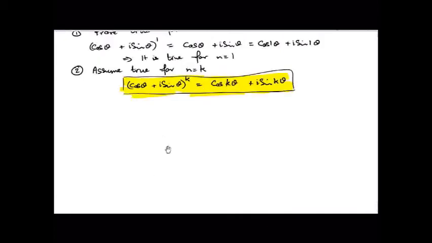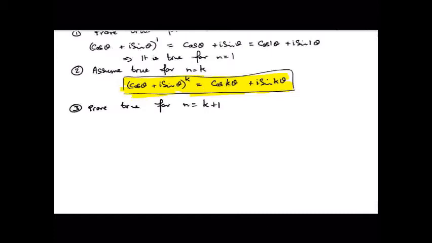So we're on to step 3, which is prove true for n equals k plus 1. So if domino k falls, we have to prove that that's going to knock over the next domino. Is that okay?